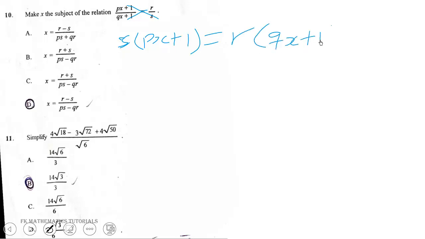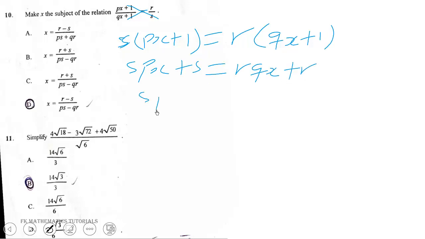Make x the subject of the relation (px + 1)/(qx + 1) = r/s. We're making x the subject, so we cross multiply. So we have s into (px + 1) is equal to r into (qx + 1). So we have spx + s = rqx + r.